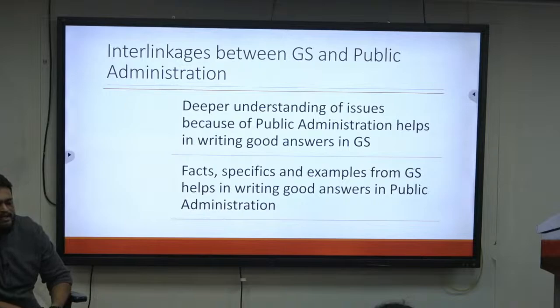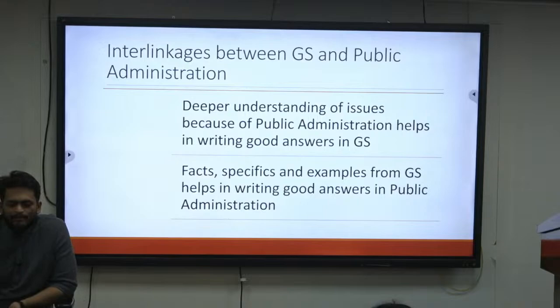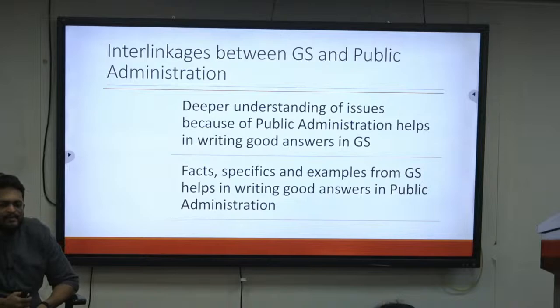So if I have to quantify it, put it in numbers, then those who take public administration optional will score 20 to 30 marks extra in all four GS papers combined. I mean, it's not more than that, but if you have studied public administration properly, then at least 20 to 30 marks.